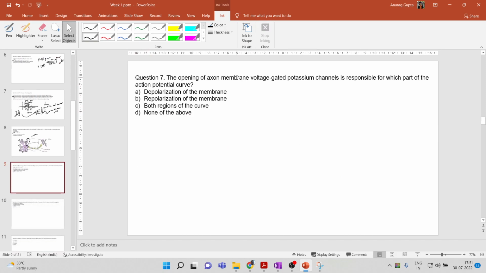The opening of axon membrane voltage gated potassium channels is responsible for which part of the action potential curve? So you guys can respond to this. Let's see what your response is. I'll give you guys 30 seconds. A is depolarization of the membrane. B is repolarization of the membrane. C is both regions of the curve, or D is none of the above.